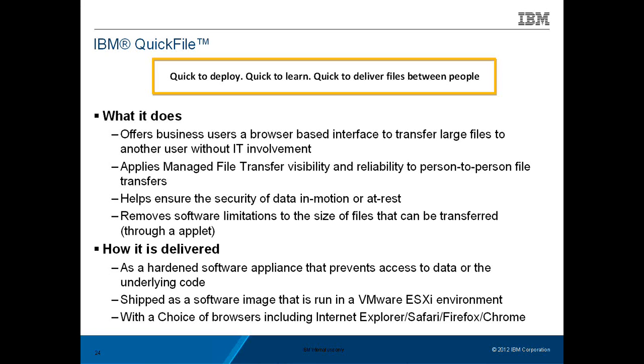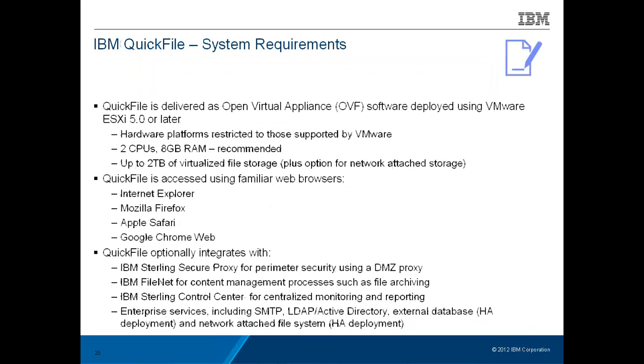How does it deliver? It's delivered as a software appliance, shipped as a software image that runs on a VMware ESXi environment, and users can choose their choice of browser to access this particular appliance as such. All you need is this for running QuickFile. It's fairly simple. It's an open virtual appliance that runs on VMware ESXi 5.0 or later. Comes with a pre-built 2 CPU, 8 GB RAM.